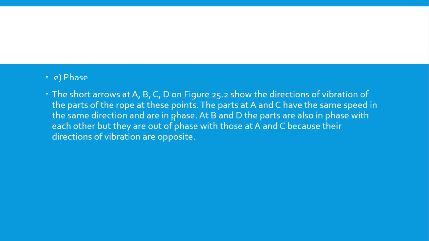Now we've talked about the term phase, but we're going to talk about it again. So the short arrows at A, B, C, D on the figure show the direction of vibration on parts of the rope at these points. The parts at A and C have the same speed in the same direction and are in phase. And B and D, the parts are also in phase with each other, but they're out of phase with those at A and C because their direction of vibration is opposite.